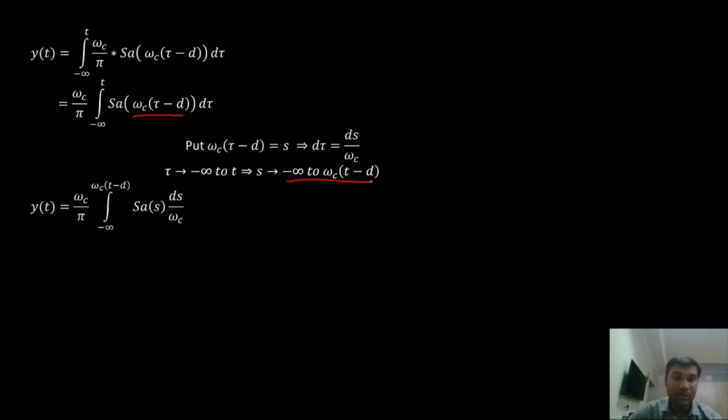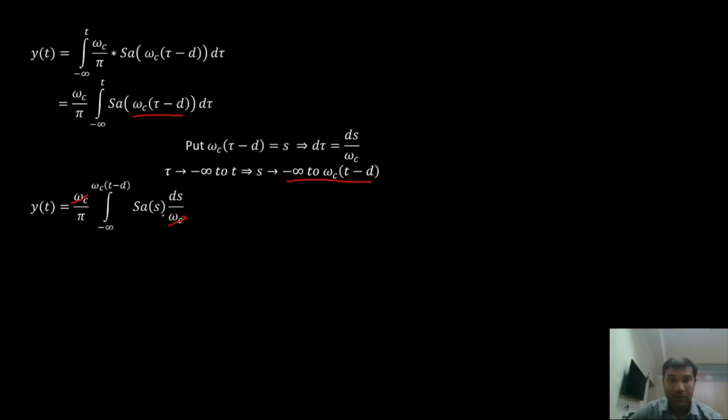I'll get this equation. Now here omega c and omega c get cancelled. I have 1 by pi integral of sampling function. Now the integral of the sampling function is a standard integral and it is called the sine integral. It is denoted by Si of s.